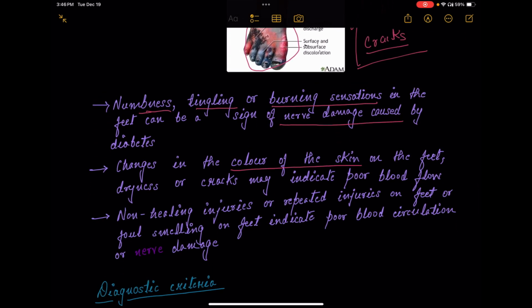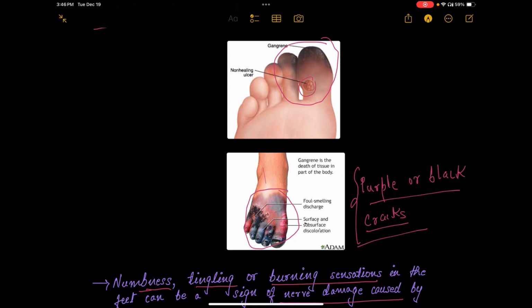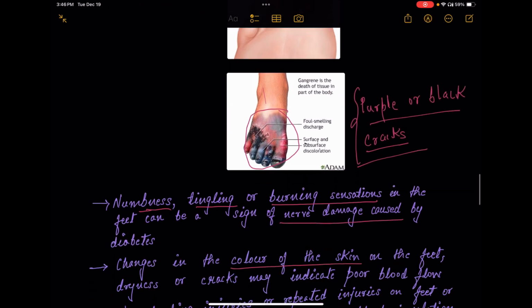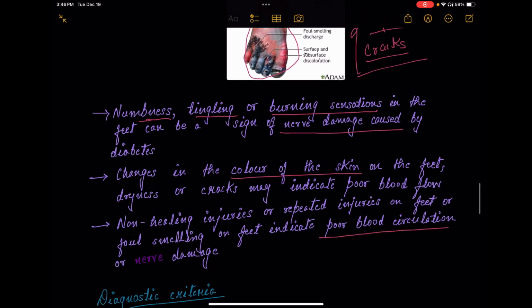And the non-healing ulcer or repeated injuries on the feet and the foul smell on the feet indicate poor blood circulation or nerve damage. This non-healing ulcer and the foul smell from that affected area indicate that there is poor blood circulation and nerve damage in that particular area.